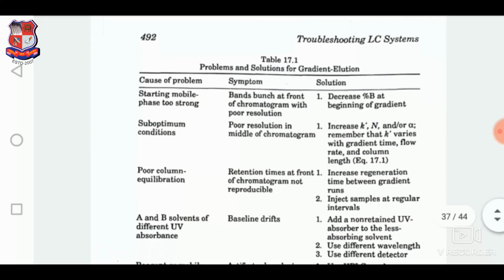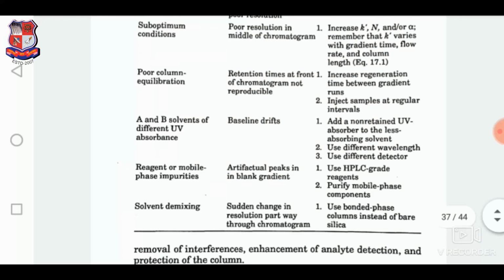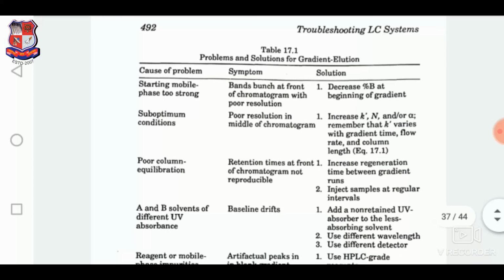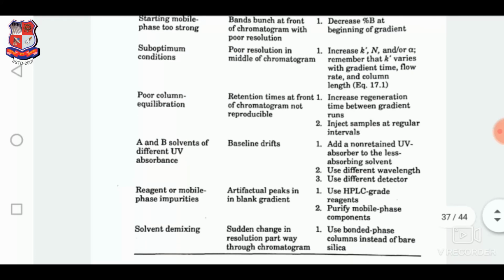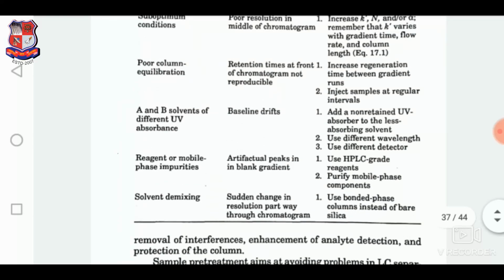So common problems and solutions for gradient elution. So cause of the problem, symptom is there, and just what kind of solution that we can take for the different areas. For example, the starting mobile phase too strong, so decrease the percentage of B at beginning of the gradient. Suboptimal conditions, increase K dash. Poor column regeneration, increase regeneration time between gradient runs, inject samples at regular intervals. These are the problems and causes.